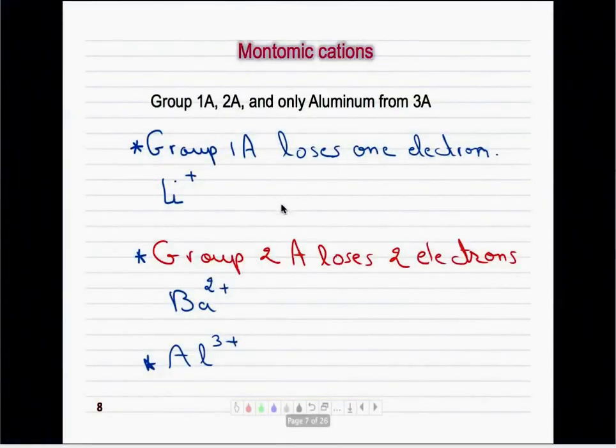So, here is kind of a summary of what I said, in words. We call those monatomic cations because they are just one atom, they aren't polyatomic. We're going to see the polyatomic ones in minutes. Group 1A, 2A, and only aluminum from 3A form cations. For example, 1A lithium loses 1 electron. Group 2A are going to lose 2 electrons to look like a noble gas. The same for 3A: only aluminum from 3A is going to lose 3 electrons to look like a noble gas. Okay?